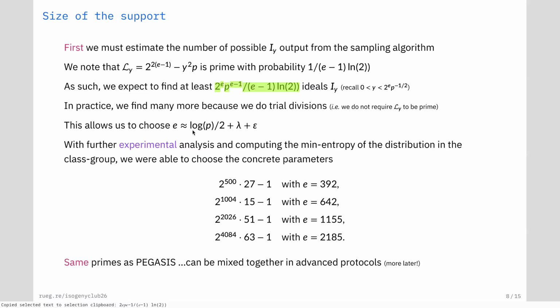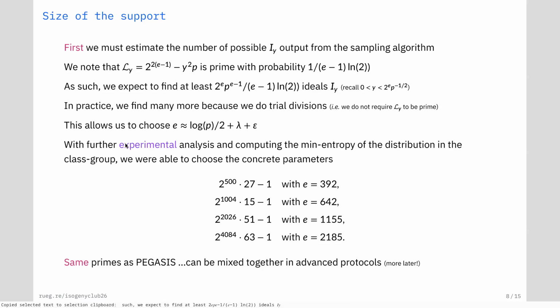So in practice, this means that the E that we pick, if we want to have a key space of size 2 to the lambda, can be roughly half log p plus lambda plus some small epsilon, accounting for the loss here of this division by E. Right, because if E is of this size, then Y will be of this size, and therefore we will have this many ideals that we sample from.